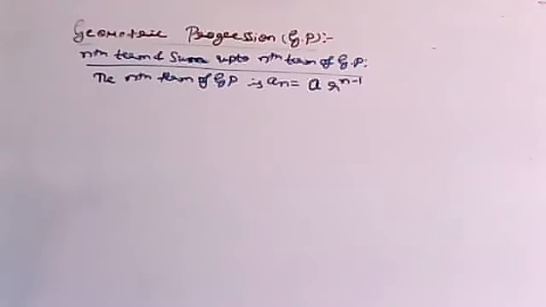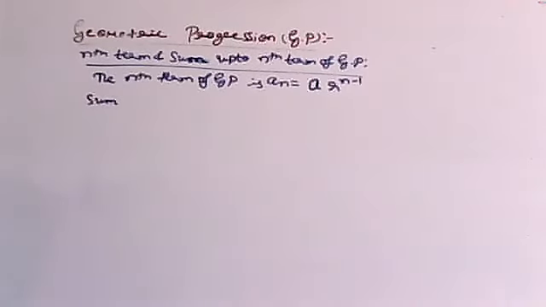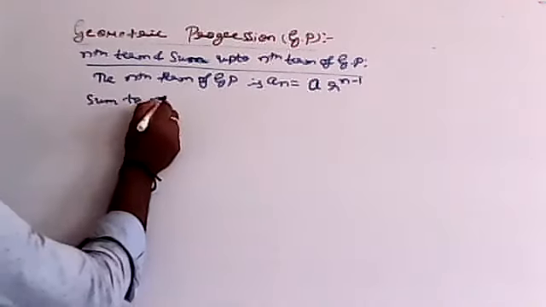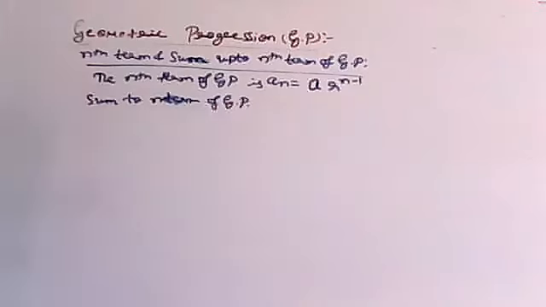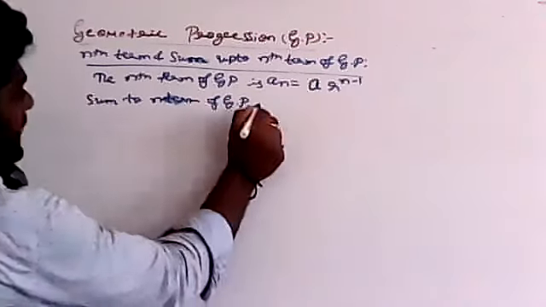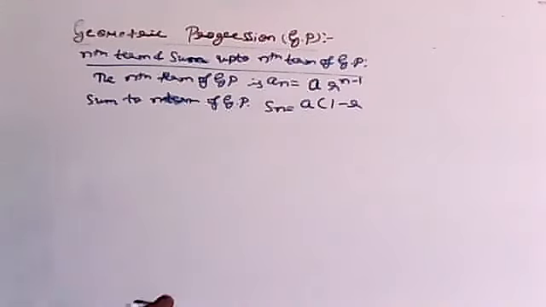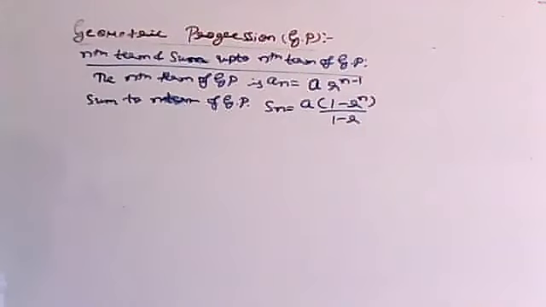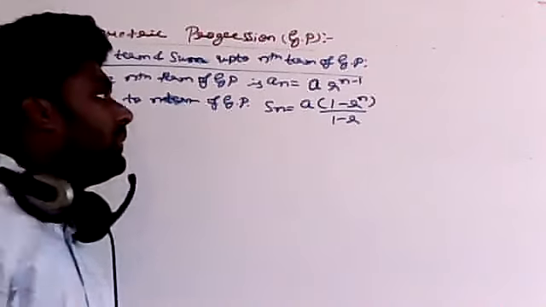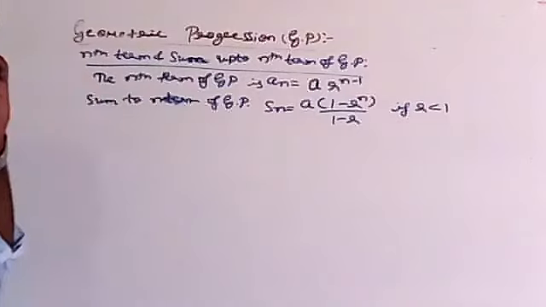Similarly, we'll move on to the sum to n terms of GP. That formula is Sn equals a into 1 minus r to the power of n, divided by 1 minus r. This is the formula. There is a condition: if r is less than 1, remember.